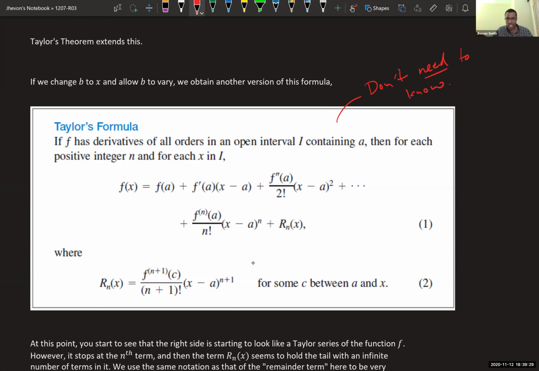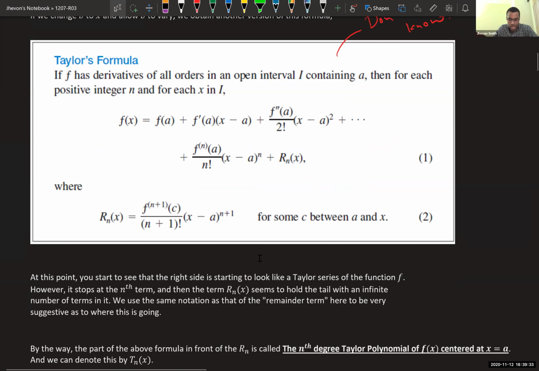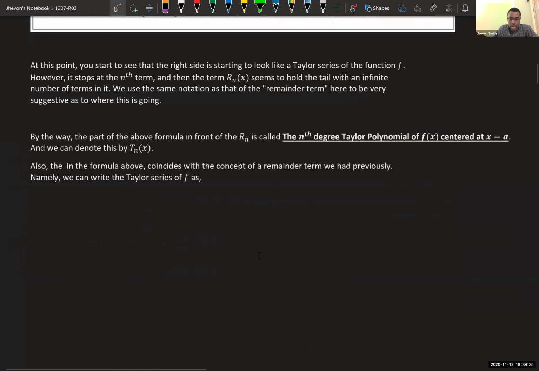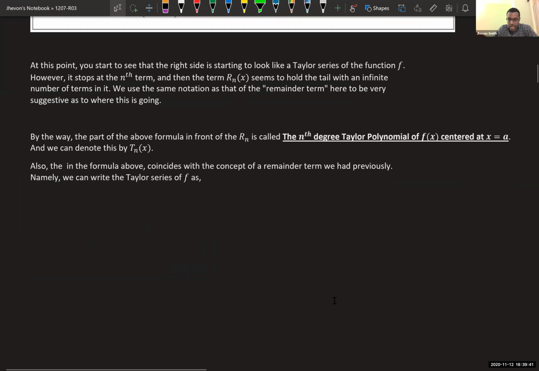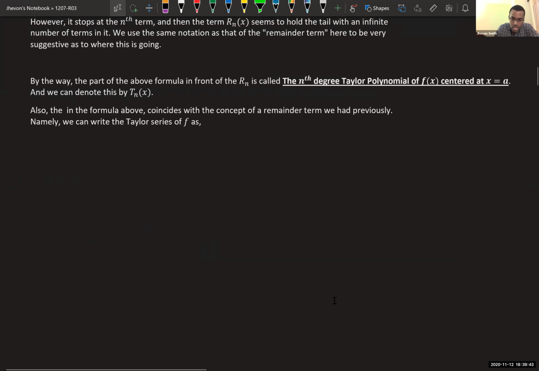If you're a math major, there's going to come a point where they're going to expect you to know this in detail. But for us, I'm not going to test you on this. However, the part of the formula in front of the Rn is called the nth degree Taylor polynomial centered at A. And this you need to know. But it's not anything crazy.